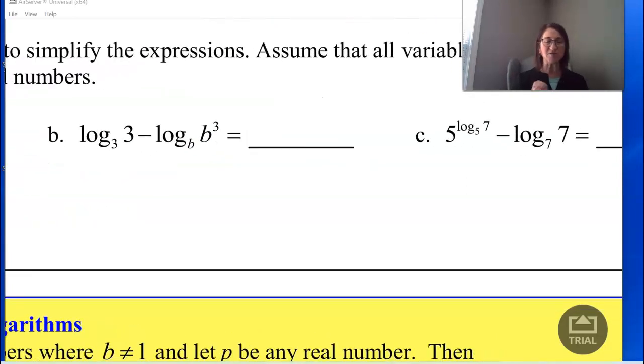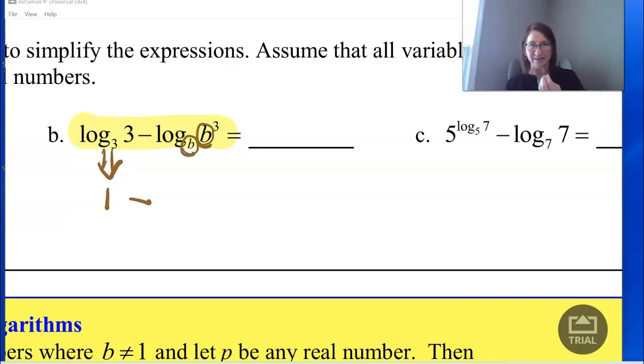Let's look at the next one. Log base 3 of 3, my property tells me, is going to be equal to 1. Then I'm going to subtract, when the base of the log and the base of the exponent are the same, it's equal to that exponent of 3. So 1 minus 3 equals negative 2.